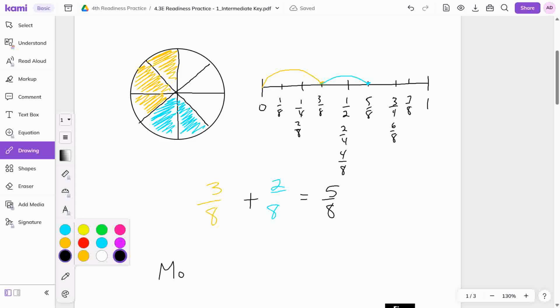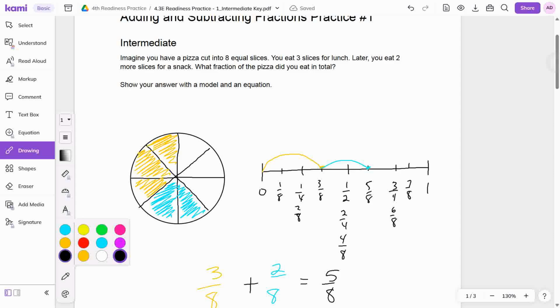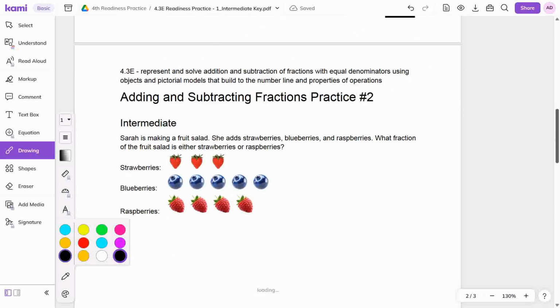Now, your model might be different than mine, but we want to represent this with some type of picture and an equation here showing that 3/8 plus 2/8 equals 5/8. You can use the model on the left. You might have drawn a number line or even a third option.